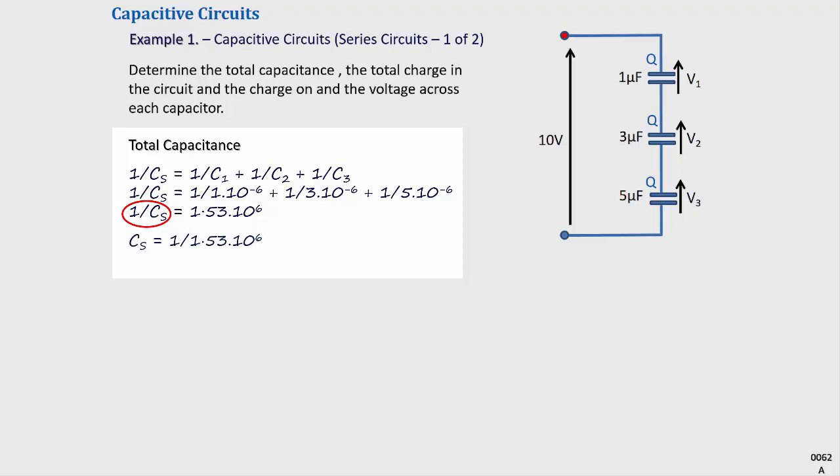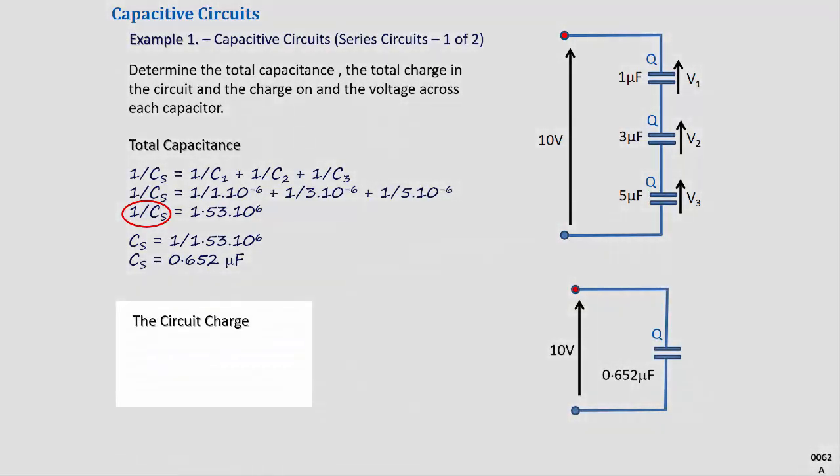So CS equals 1 divided by 1.53 times 10 to the power 6, which equals 0.652 microfarads. To find the total circuit charge Q. From our formula, we know the total circuit charge Q is equal to the total circuit capacitance CS times the voltage across the circuit V.